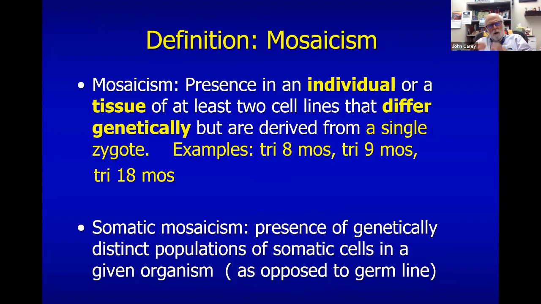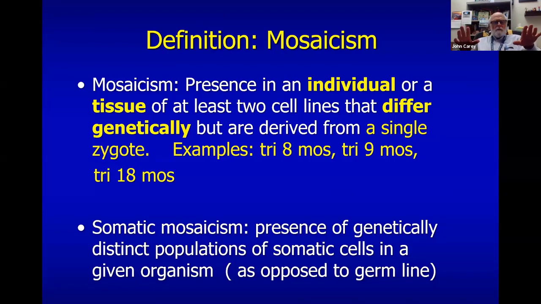The moment the sperm and egg are fused, that time before any division occurs, that's called the zygote, the fertilized egg, if you will. So when that zygote goes on to form an individual, if there are more than 1 cell line, there are different ways that can happen. That is the definition of mosaicism. Most of the mosaicism we're interested in is called somatic, which means that it occurs in the body.